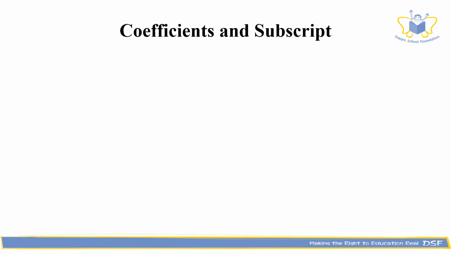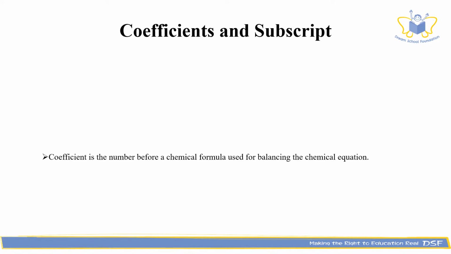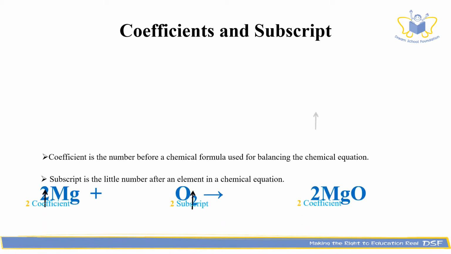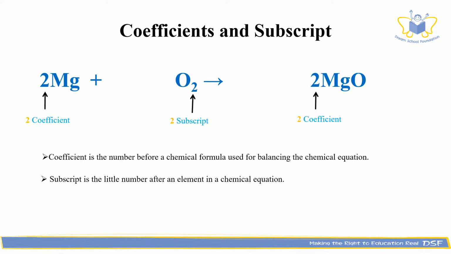Let's understand what are coefficient and subscript. Coefficient is the number before a chemical formula used for balancing the chemical equation. Subscript is the little number after an element in a chemical equation. These are the parts of a chemical equation to understand.